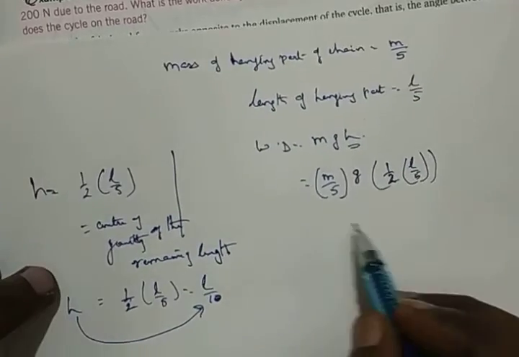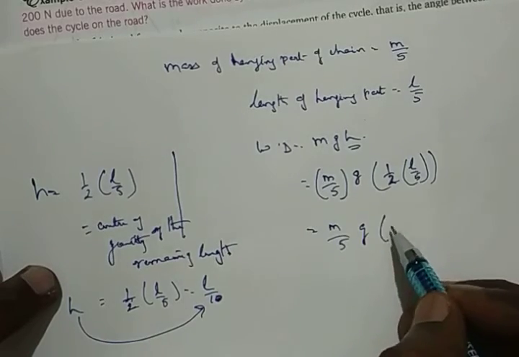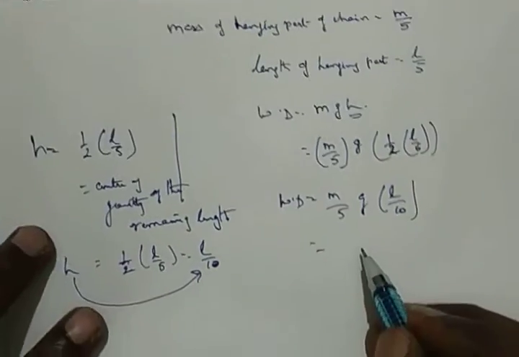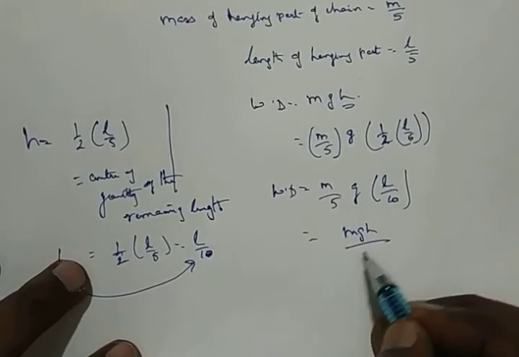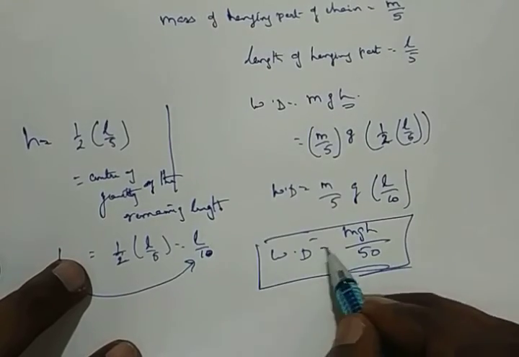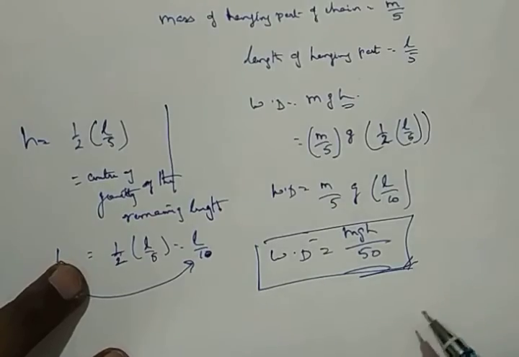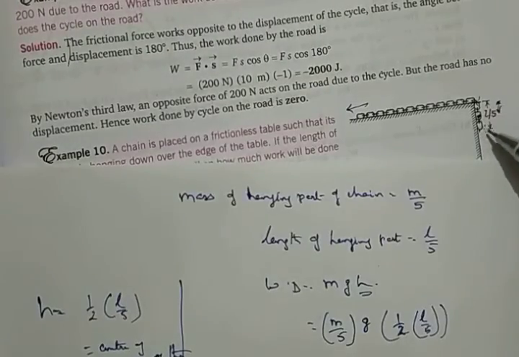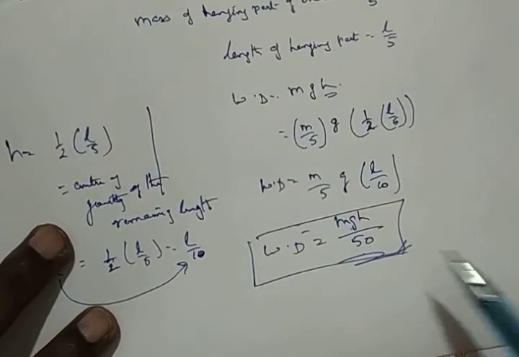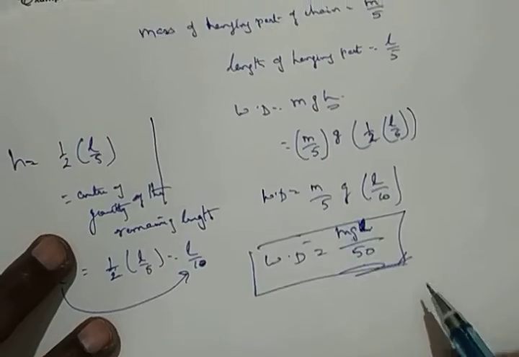So what you have done is M into G into L by 10. That is work done. So it's going to be equal to mgL upon 50. So that is work done. Right? So the work done in bringing this small part of the chain up will be mgL upon 50. That's what the answer is. mgL upon 50, not mgh, mgL. Please write down.